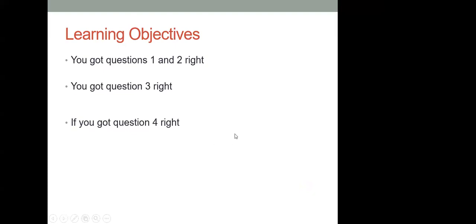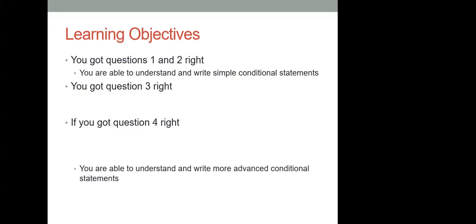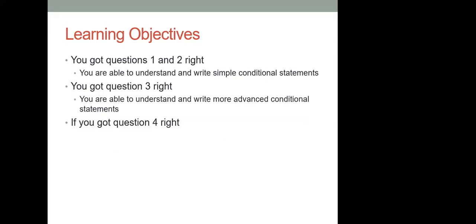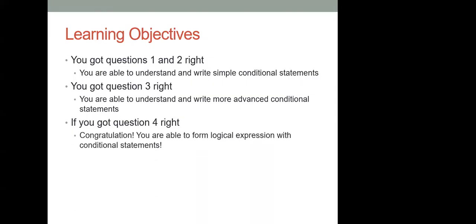Just now for the questions, if you got one or two right, good. You can already do some simple conditional statements. If you got question 3 right, you are quite mature already. You should be able to do some nested statements. For the 55% of people, congratulations, you probably get an A at least, okay? You can do these complicated logics. Logic is one of the most important things in programming, okay?